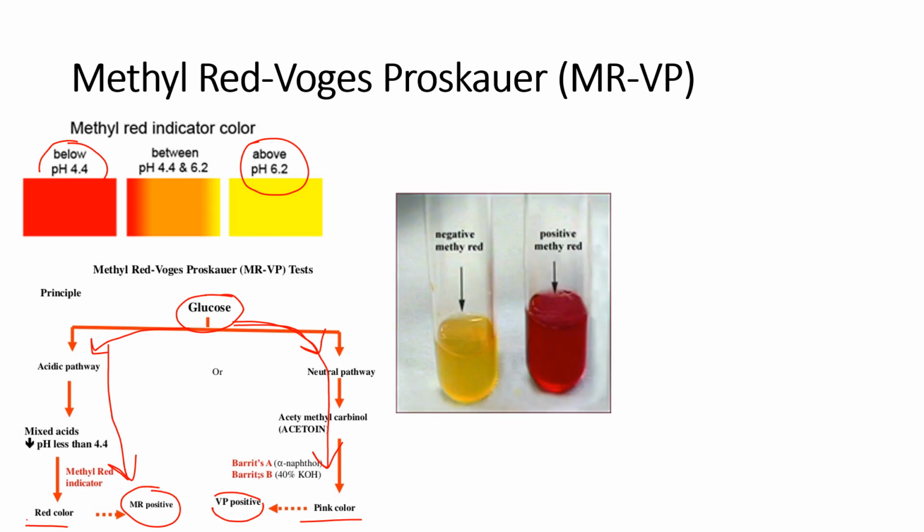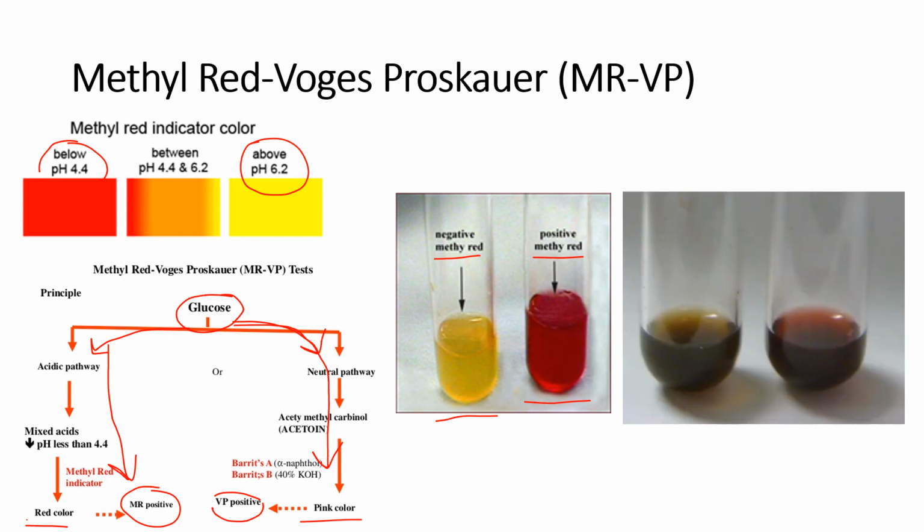This is the methyl red test, the methyl red results. After you add the reagents, if it remains yellow, it is negative. If it turns red, that is a positive result. For the VP test, if it is yellow, it is a negative. If it turns red, it is a positive.